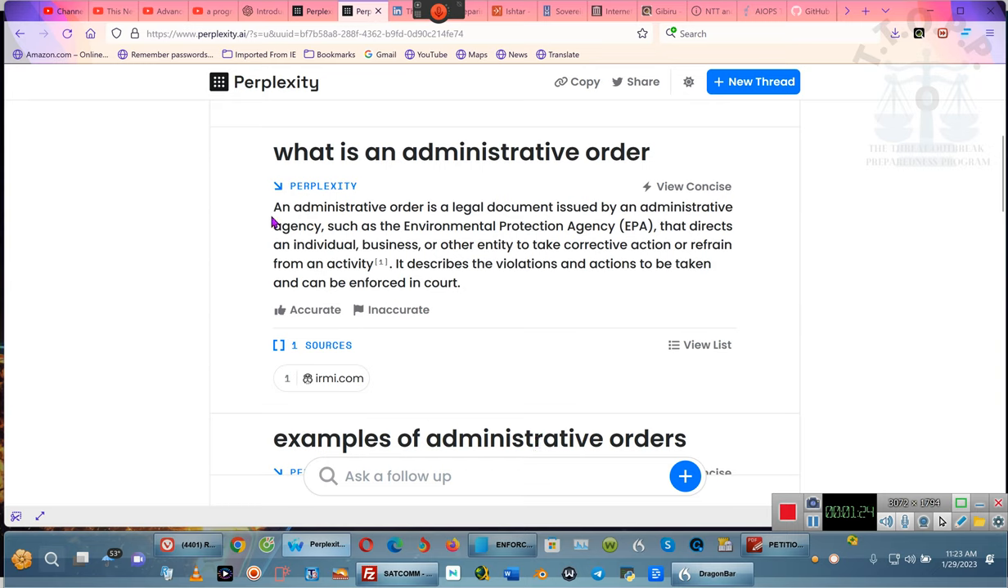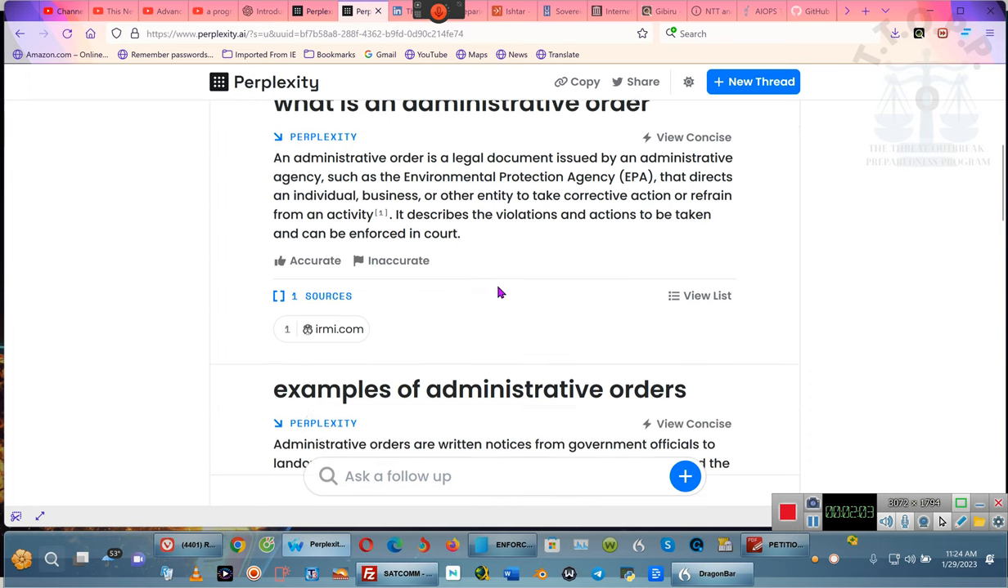Well, ladies and gentlemen, an administrative order is an order from an administrator. That's the basics of it. An administrative order is a legal document issued by an administrative agency, such as an environmental protection agency, that requires an individual, business, or other entity to take corrective actions or refrain from a certain activity. It describes the violation and the action to be taken, and can be enforced by or in court. So it's an order given, instructing somebody to do something from an administrative agency, and you can get the courts to enforce that order? That's what it's saying. That sounds so simple.